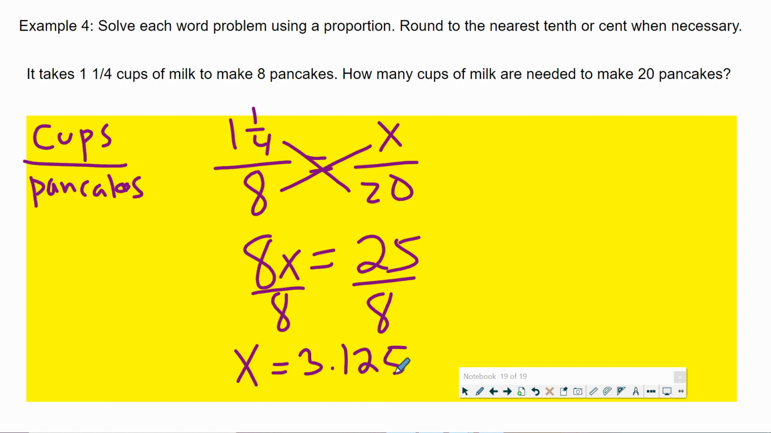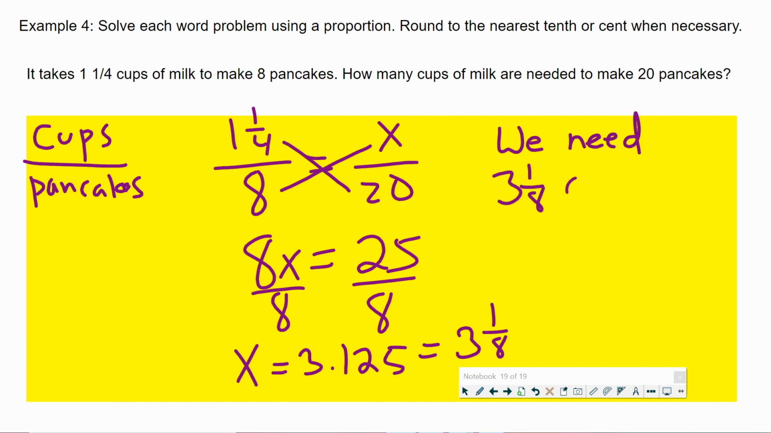But when I go to make a recipe, measuring instruments do not come in decimals, they only come in fractions. So I need to change that back into a fraction. So it's actually 3 1/8. So we need 3 1/8 cups of milk. So you got to make sure that your answer matches what makes the most sense.